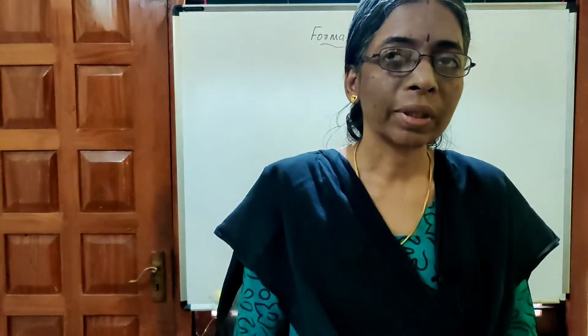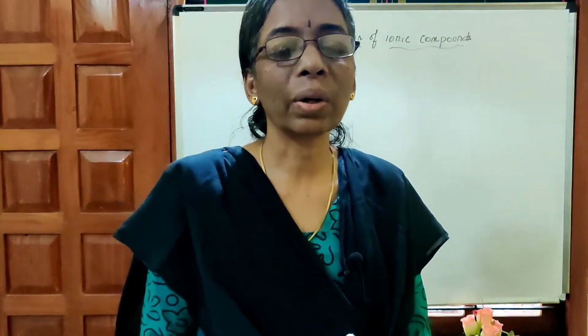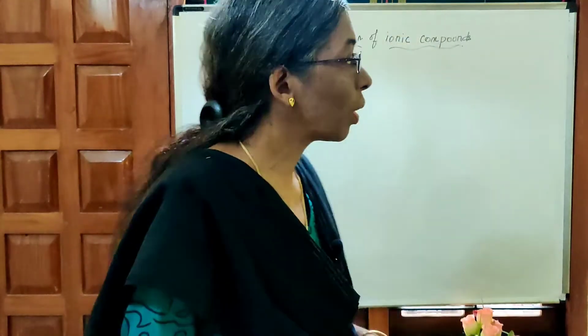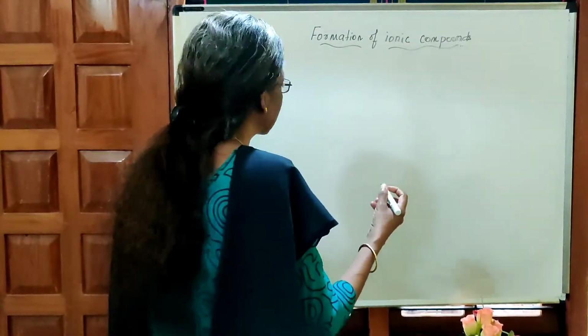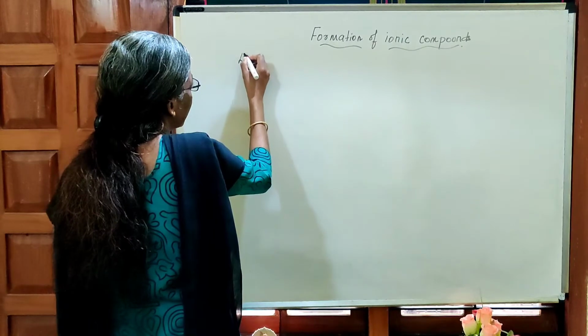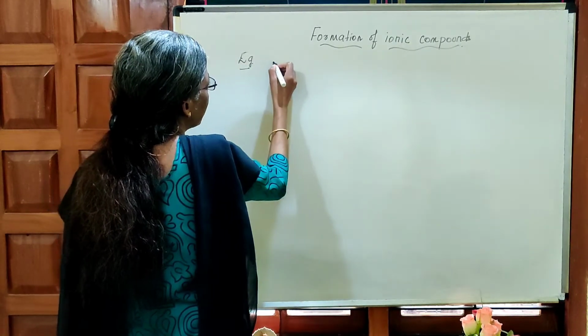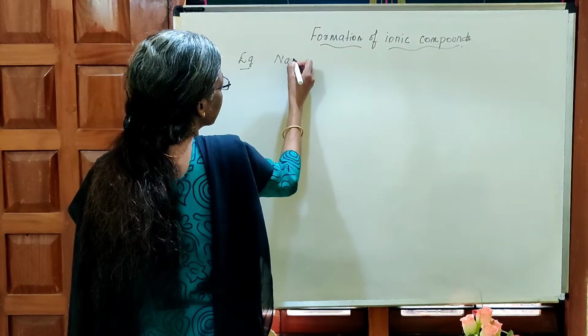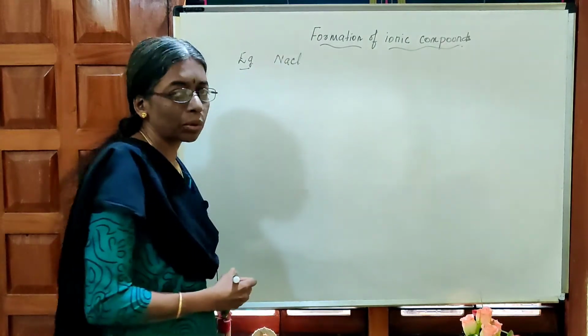You might have studied ionic compounds, for example sodium chloride, calcium chloride, magnesium fluoride, calcium fluoride, sodium sulfate. They are ionic compounds. So, formation of ionic compounds. Let us see an example: formation of sodium chloride.